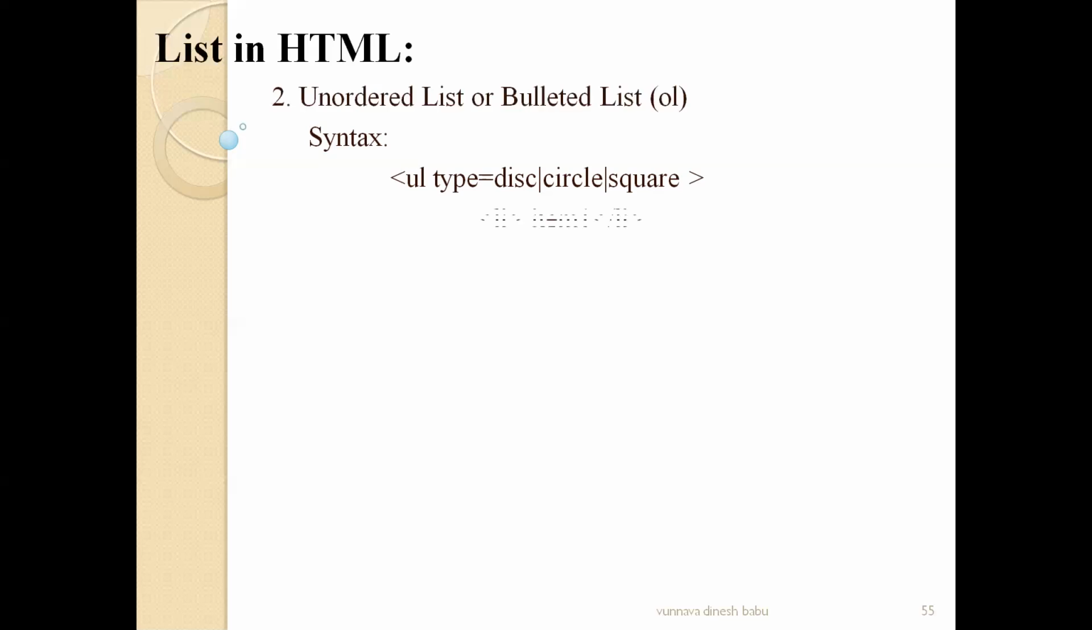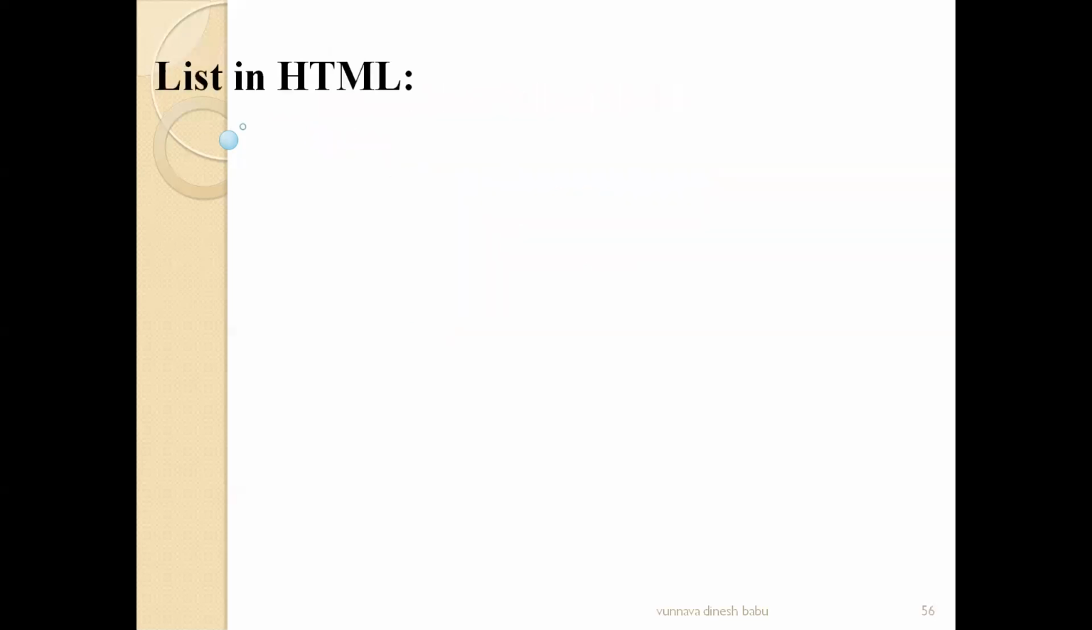So next one. In order to create different list items, we use li. That li is common in ordered list and in unordered list, right? This is how we can define any number of elements under an unordered list.